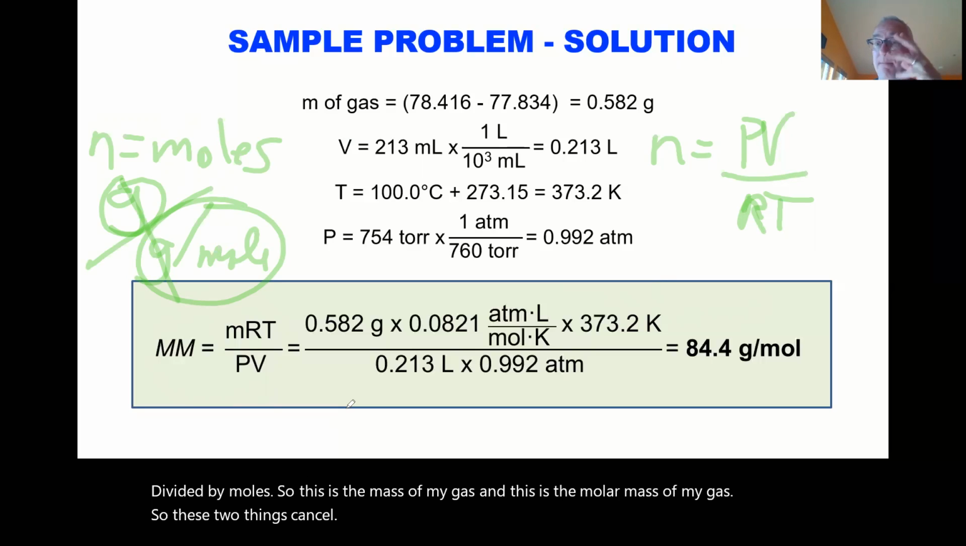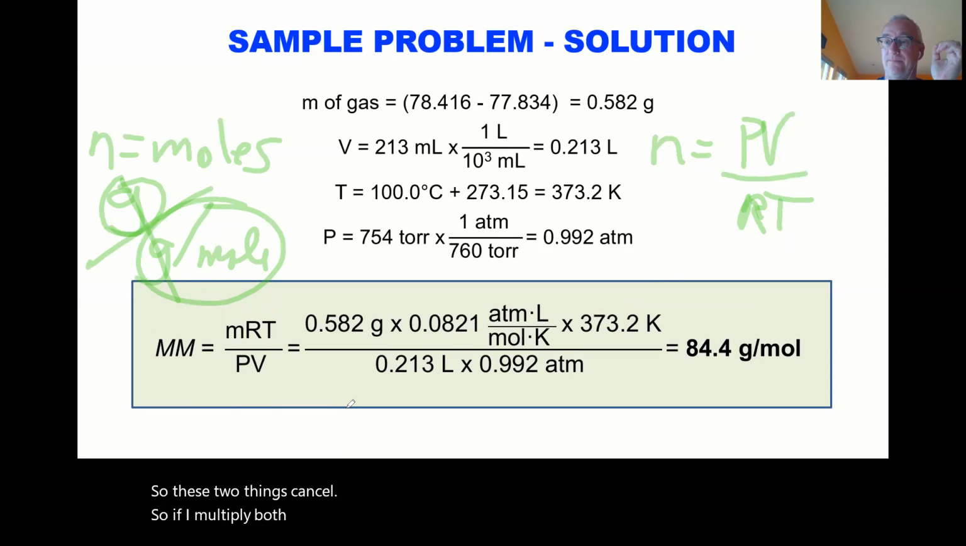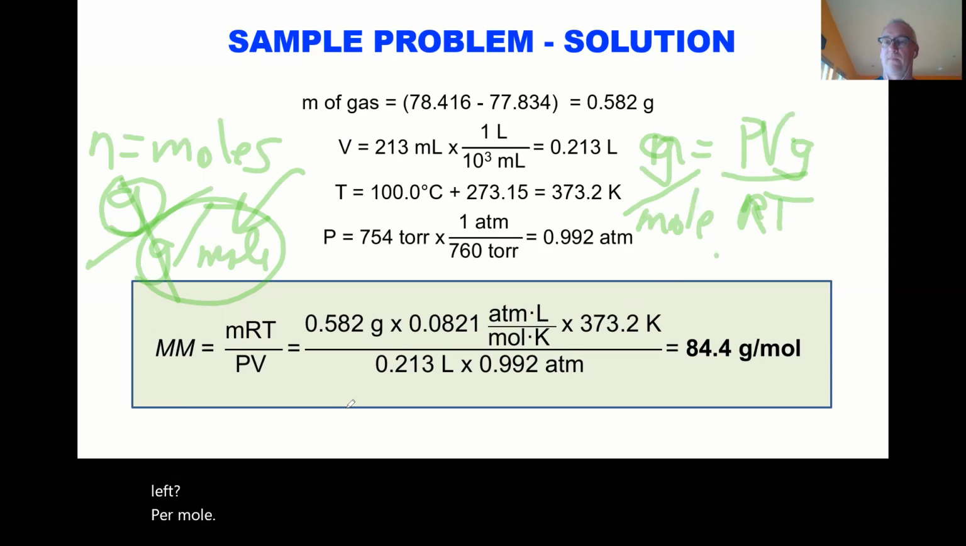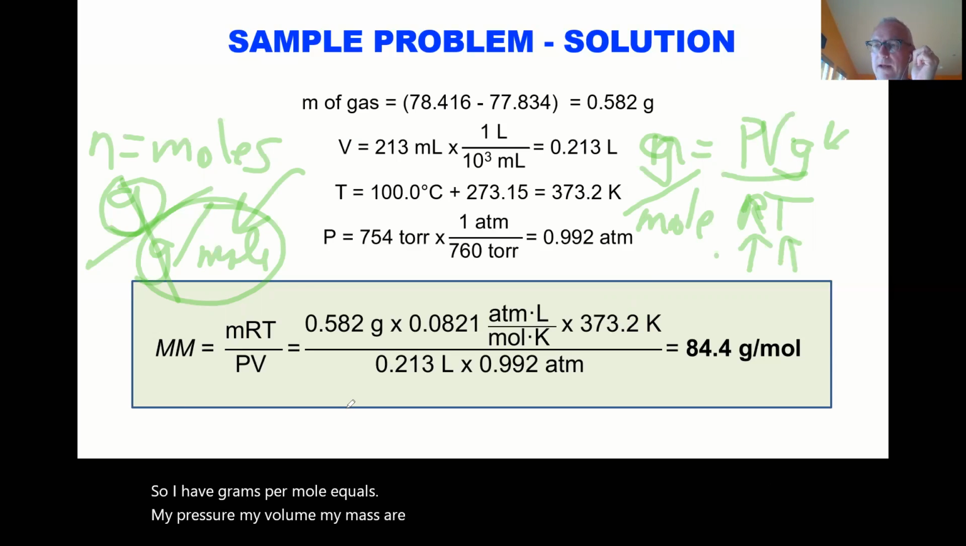So if I multiply both sides of this equation by grams, then my mass in grams goes over here, and my mass in grams goes over here, and what do I have left? Per mole. So now I have grams per mole equals my pressure, my volume, my mass, R, and T. Okay? Got it?